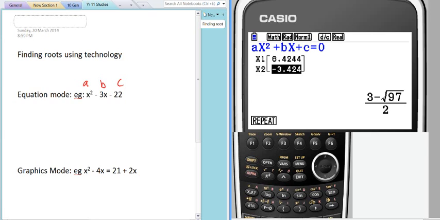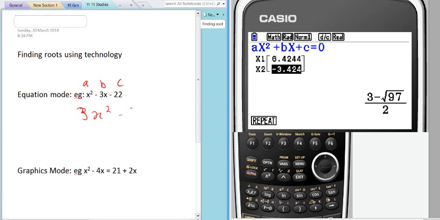Notice how the general form of the quadratic up here is equal to 0. So essentially, if you were given an equation like 3x squared take 2x equals 27, your first step is to bring the 27 over and make the other side equal to 0. And that has to happen before you put it in the calculator.